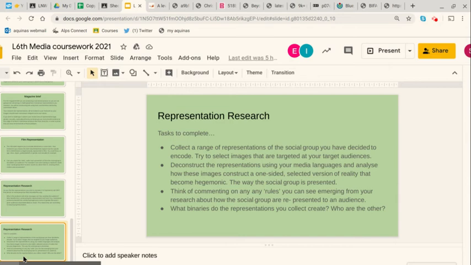to an audience. So I'm going to show you two pictures of a star, and I'm going to show you how he's presented to two different audiences. I'm then going to ask, what binaries do the representations you collect create, and what is the other side of that binary? So for that, let me just go through, first of all, the representation theory.